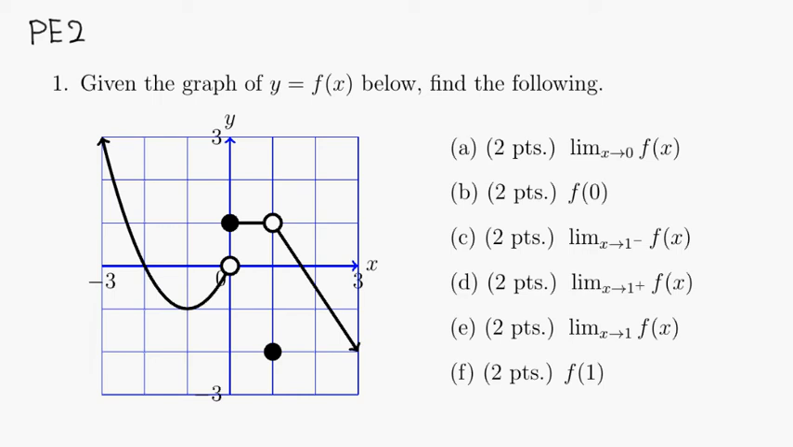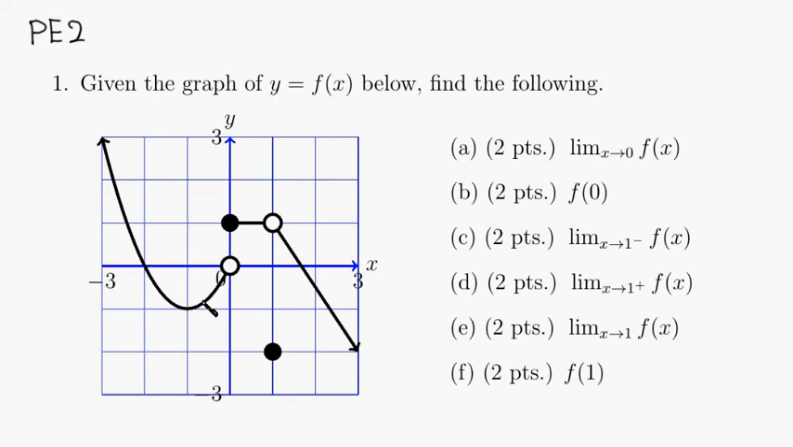Okay, let's look at practice exam 2, problem number 1. Let's look at part A. We want to find the limit of f of x as x approaches 0. So 0 is right here. This is a two-sided limit. You need to approach from both sides.